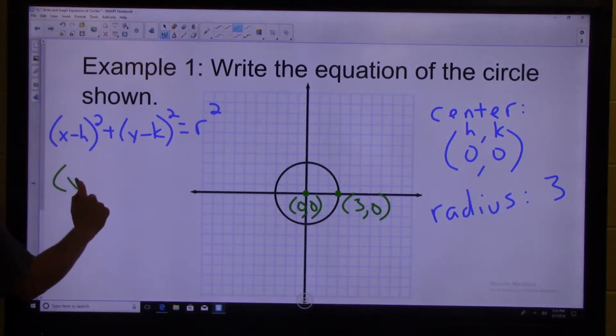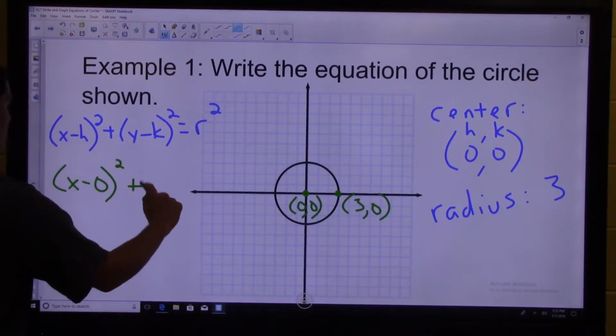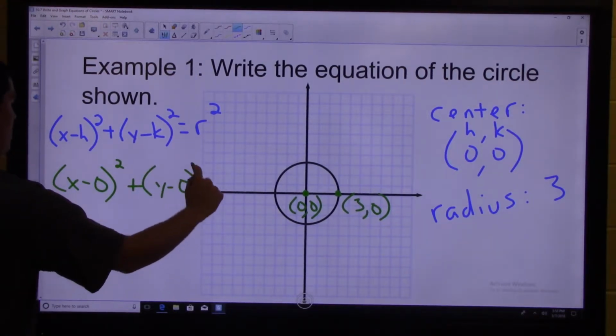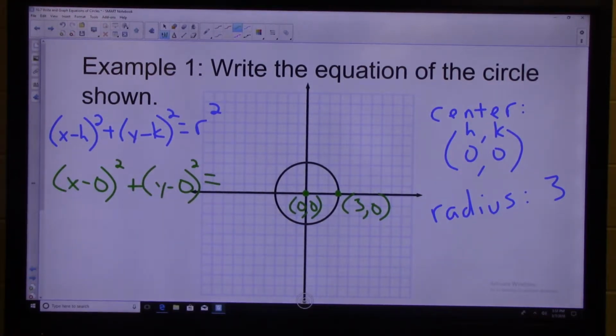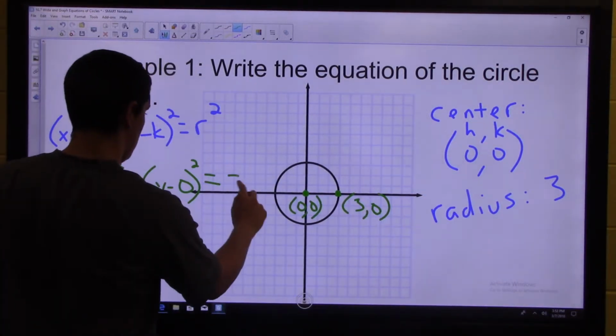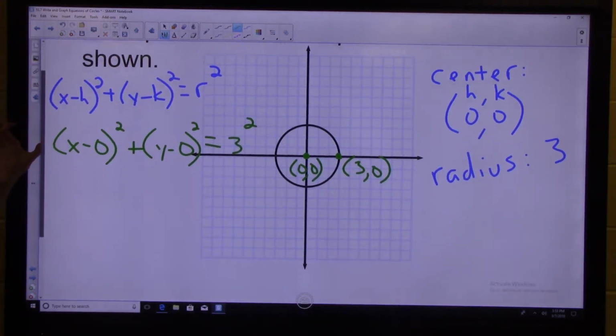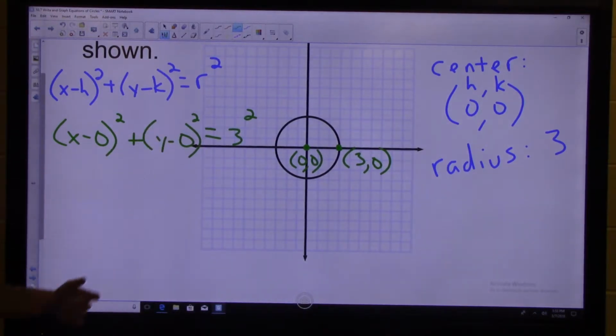So it's going to be (x minus 0) squared plus (y minus 0) squared, and that's going to equal r squared. Well, we know the radius is 3, but we have to square it. Okay, so it's going to be 3 squared. That's all there is to it. And so, guys, all I can do from here is simplify this. I can clean this up a little bit.